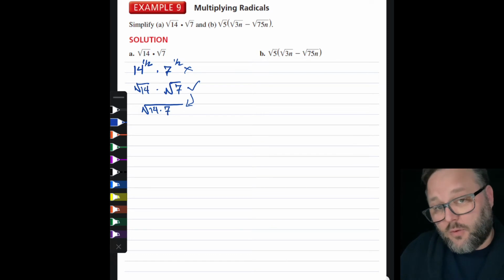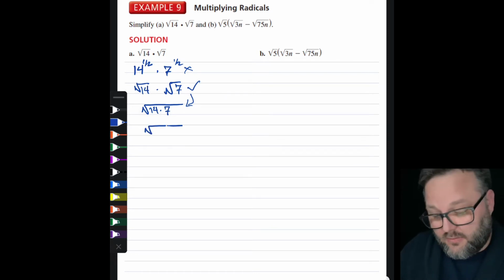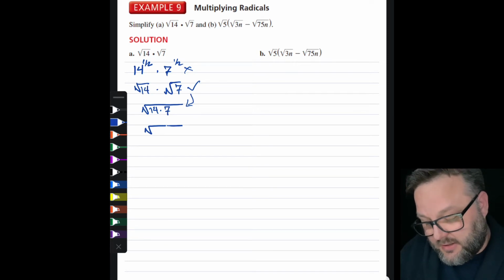So if we take 14 times 7, I can actually start factoring it, right? That's actually the same thing as 2.